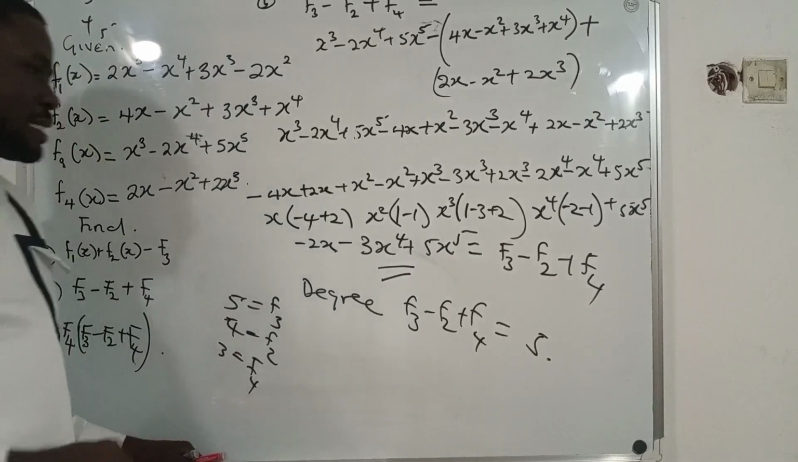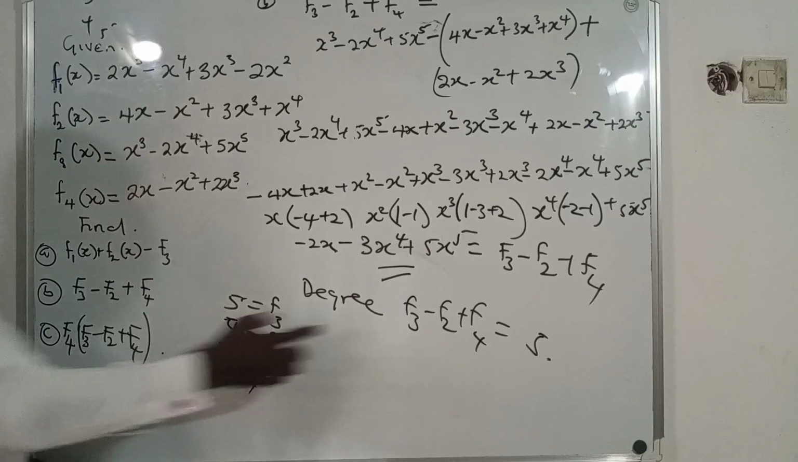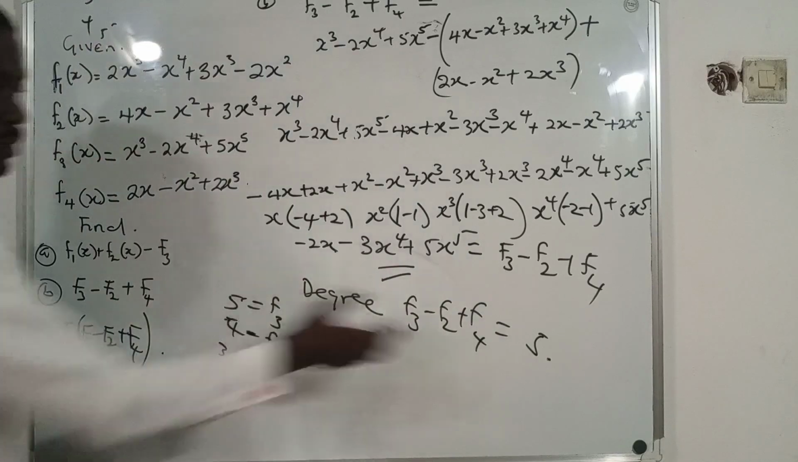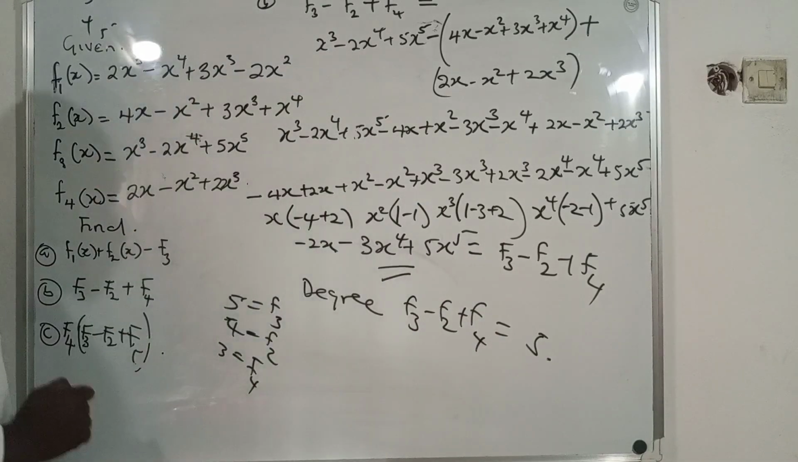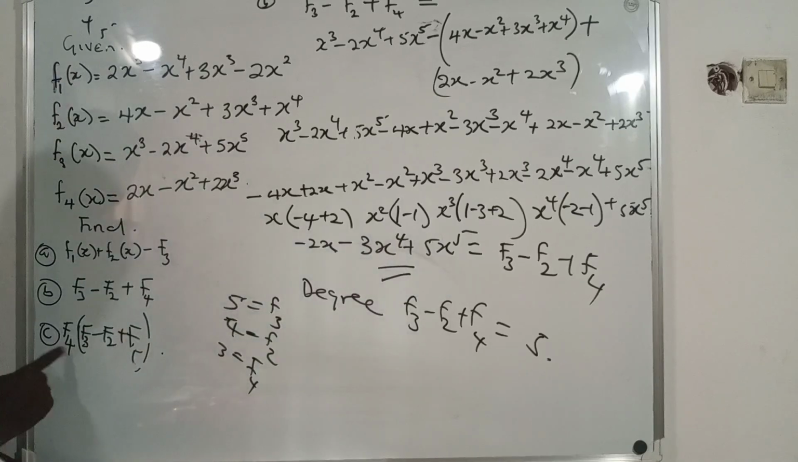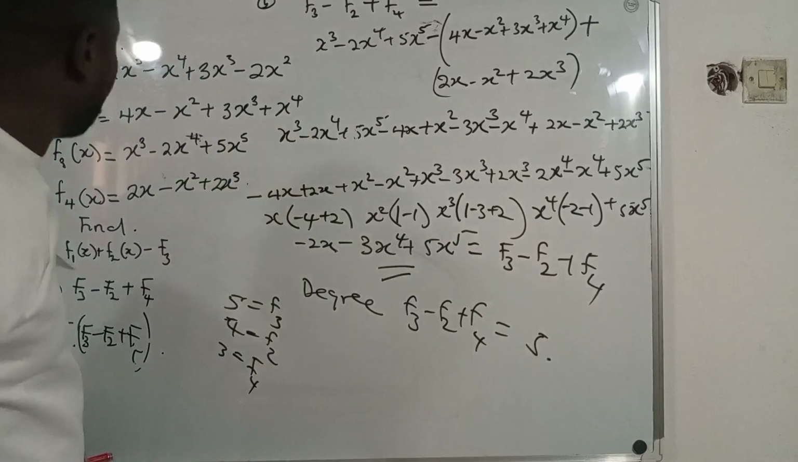Now, let's take the final question. Our final question is C: F4 times F3 minus F2 plus F4. Remember, we've already gotten the answer, which is this one. The whole of this represents this answer. So we will use F4 to multiply this answer. That's what the question requires us to do. So let's quickly do that.